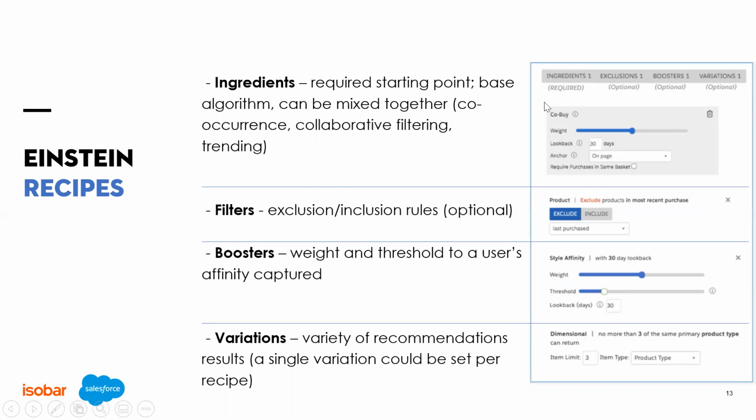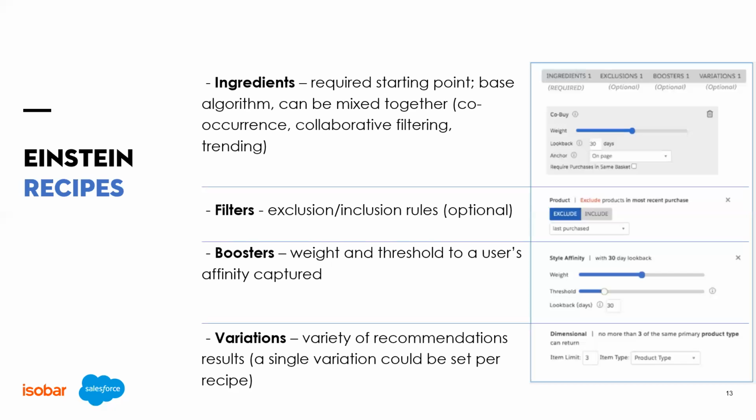And then you see from this small screenshot that with the ingredient selected as co-buy, you can give it a weight, a look back for how many days it should look at the data and behavior, the anchor, and required purchases in the same basket. It's just for a retail use case; you can check or uncheck this option.